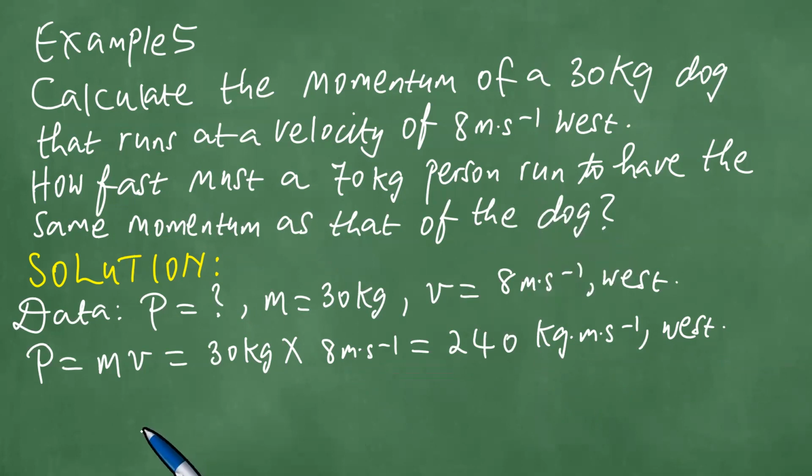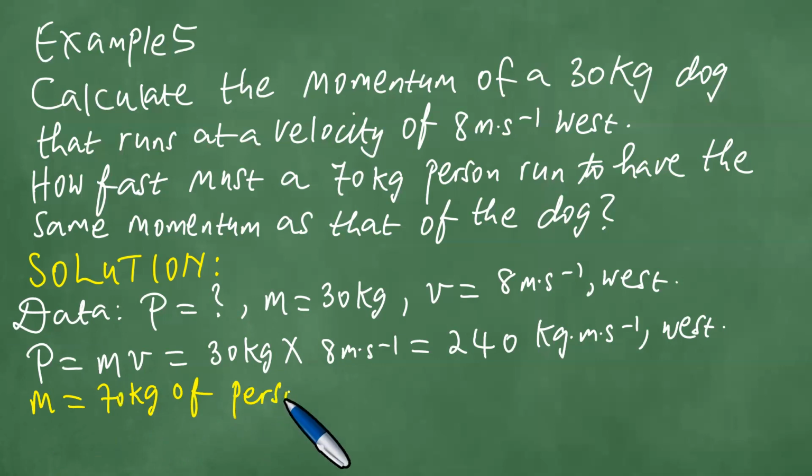So obviously at this point, we have the mass of a person. In other words, we have the mass, which is 70 kilograms, and this is the mass of a person. If this is the mass of the person, what do we know about this person? This person will have the same momentum as the dog. Momentum is mass times velocity, so the person is going to have 240, because the dog has 240 kilogram meters per second of momentum. So this implies that.